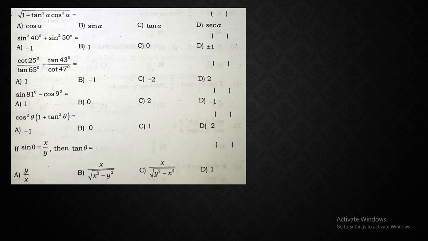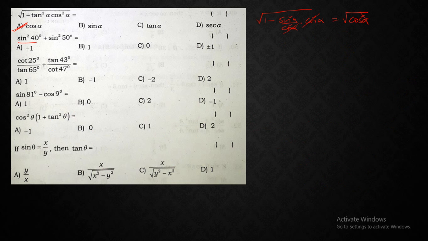So square root of 1 minus tan square alpha into cos square alpha. So tan square alpha I can write as sin square alpha by cos square alpha, into, what he has given, cos square alpha. So the denominator cos square alpha gets cancelled. So what is square root of 1 minus sin square alpha? Square root of 1 minus sin square alpha is square root of cos square alpha. So square and root get cancelled. It is nothing but cos alpha.